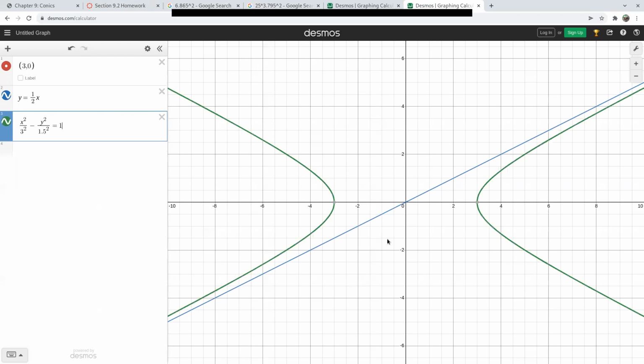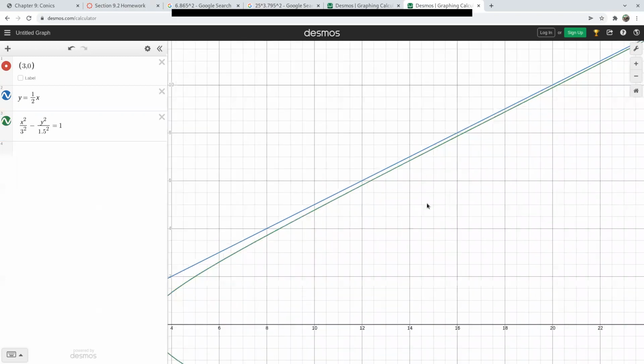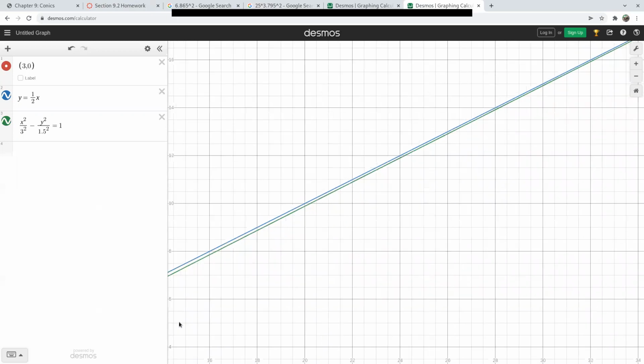And what I'm looking to see is, does that equation pass through one of my vertices? And it looks like it does there. And then does it appear that that hyperbola has the right asymptotes? And that looks pretty asymptotic as I zoom out there, right?